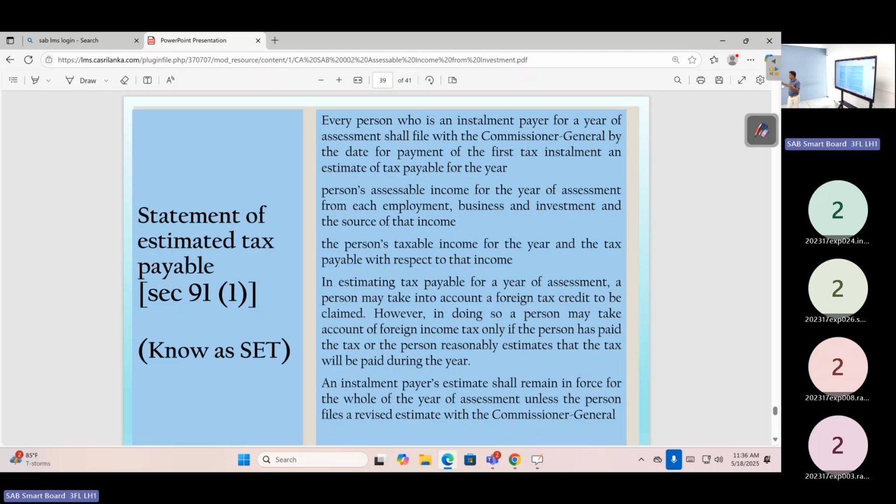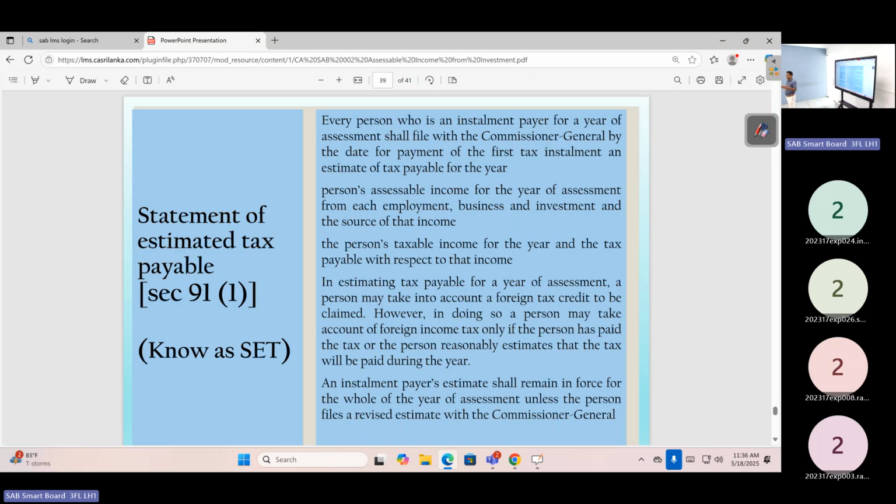Now I make an estimate for the year. You know that especially in business companies we do our forecast and budget, so that is very much in line with the practical situation also. So then I can work out an estimated tax payable for the year. Based on that, I can get the statement of estimated tax payable. As per the estimate, I have to discharge my tax liability by 4 installments.